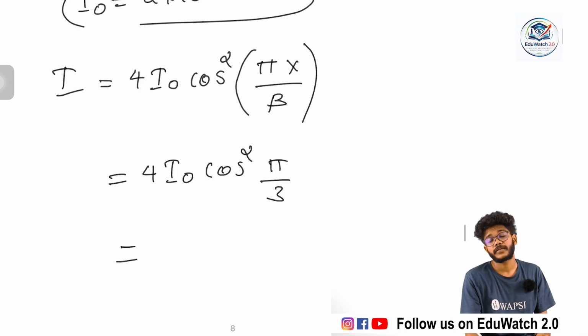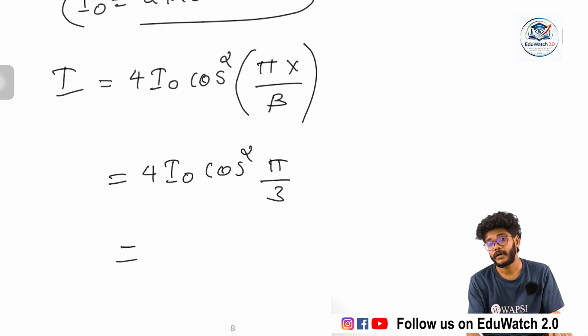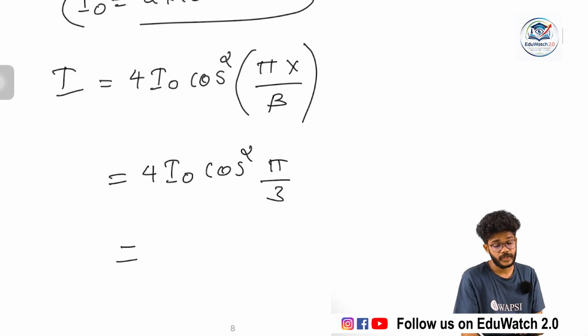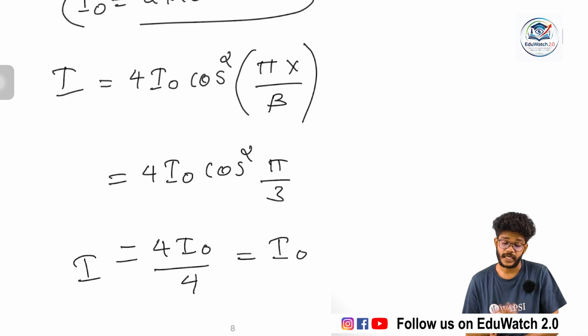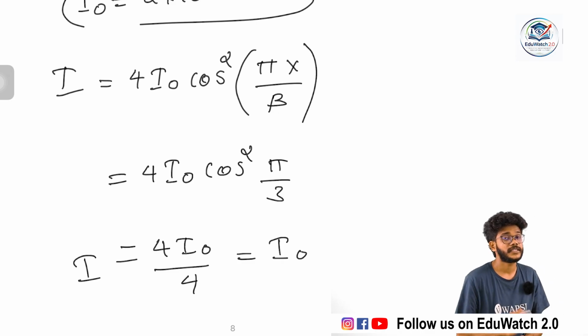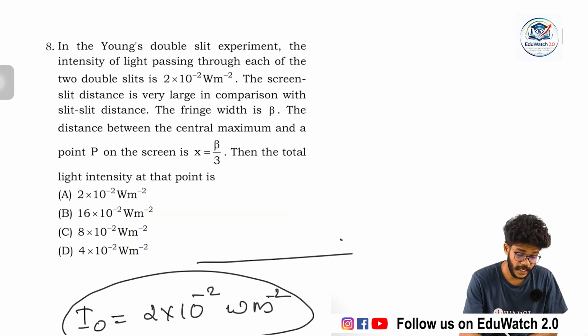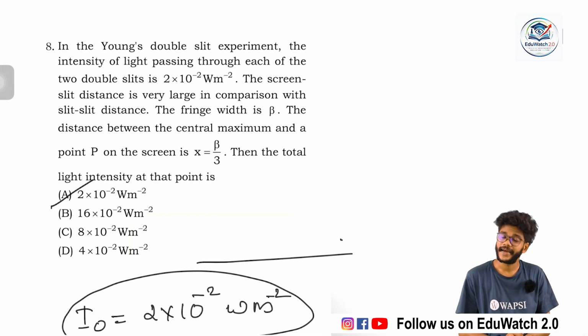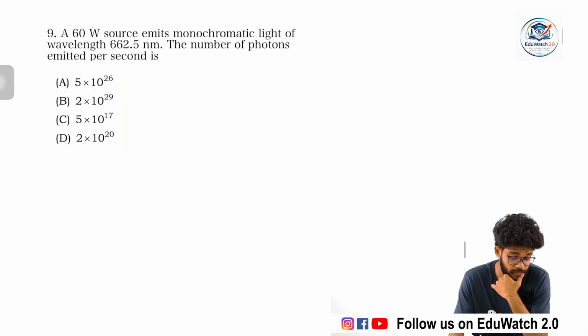Cos pi by 3, pi by 3 means 60 degree. Cos 60 is 1 by 2. So 1 by 2 square is 1 by 4. So 4I0 by 4 gives I0. So the intensity is I0, same as the intensity coming from the hole. That means option A is the correct answer. Okay, so we can move to the next question.